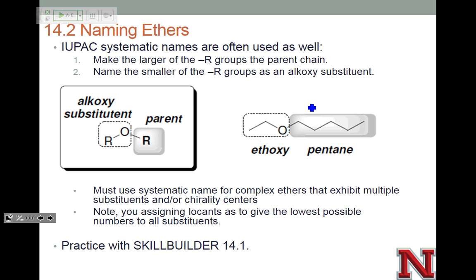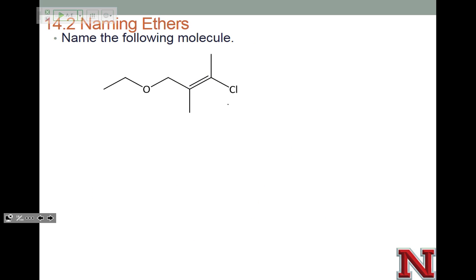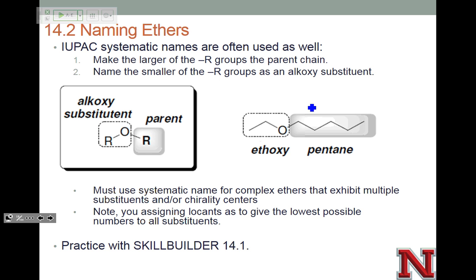For any complex ethers, this is the best route. This particular ether could also be used in the common system, but I'm going to show some examples of more complex systems where this is the best route. If there's any other functional groups, chirality, things like that, this is a better route. And of course, we want our lowest numbering system possible for our substituents, or let's say we have an alcohol that takes precedence, so that would have the lowest numbering system.